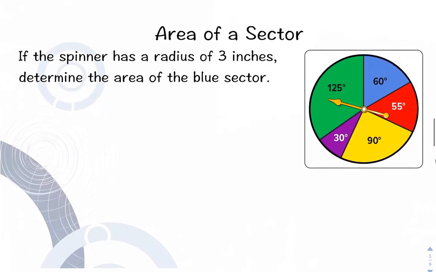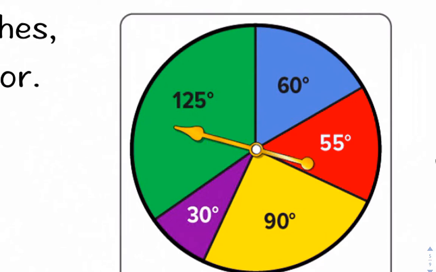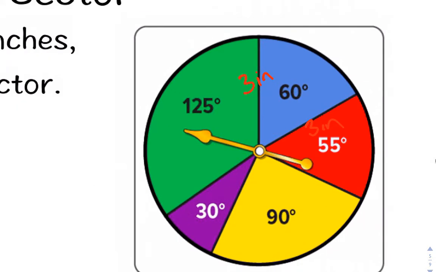So then, looking at the area of that sector, let's think about this spinner. If the spinner has a radius of 3 inches, I want to determine the area of that blue sector. Again, I'm looking at this one. It has a radius of 3 inches, and remember, that's on both sides. So how would I find the area?